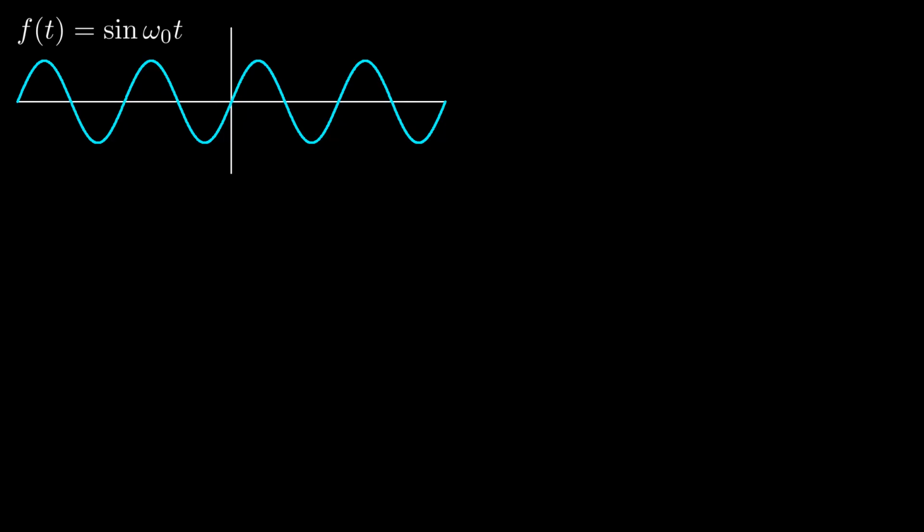This function, f of t, is sine of omega 0 t. What is the Fourier transform of this sine wave? So remember, the question the Fourier transform is asking is, if I were to make this function by adding together sinusoids, again complex exponentials, what would the amplitudes and phases of every frequency need to be? Pause the video and see if you can come up with an answer.